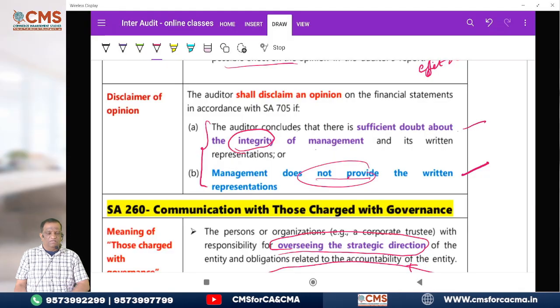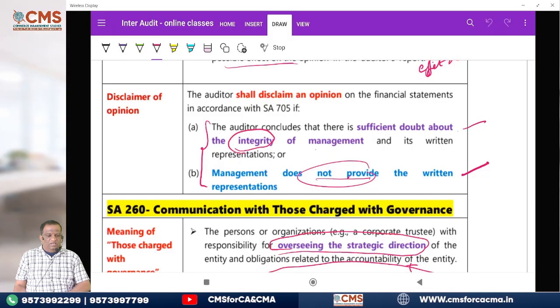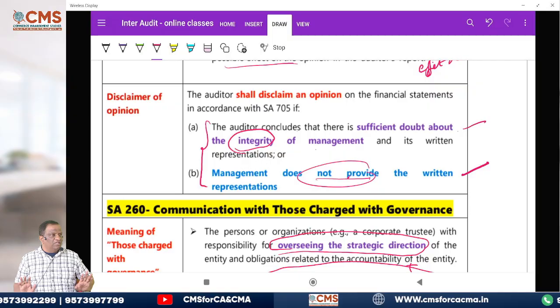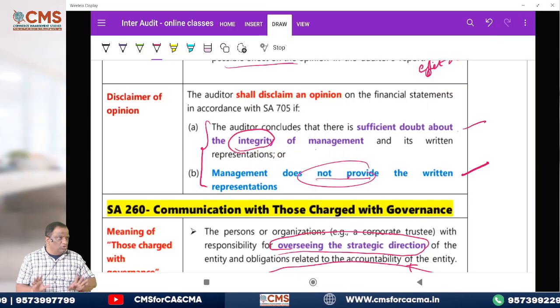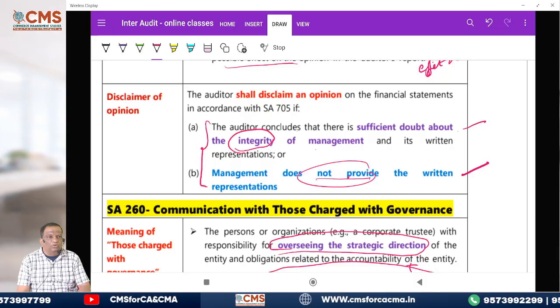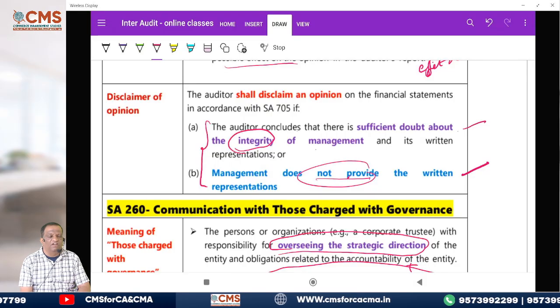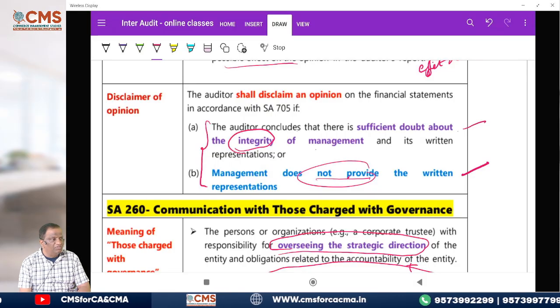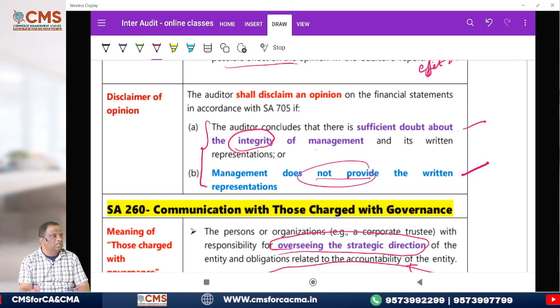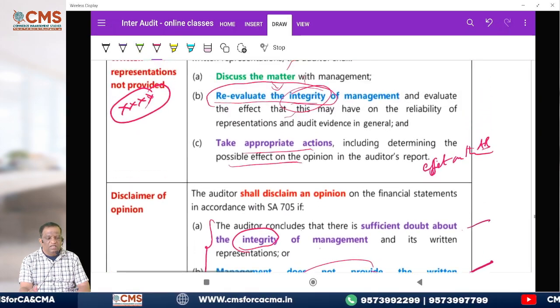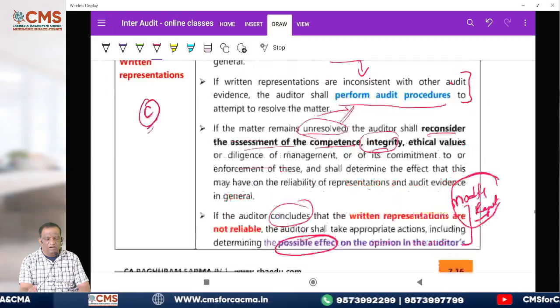I repeat it. I can go for a disclaimer when they have not at all given me representation. Second, they have given me representation, but it is doubtful, so I may not be able to rely on it. Because I have my own doubts on the integrity of the management, in these two cases I will directly go and give my disclaimer of opinion. So this is the written representation topic.